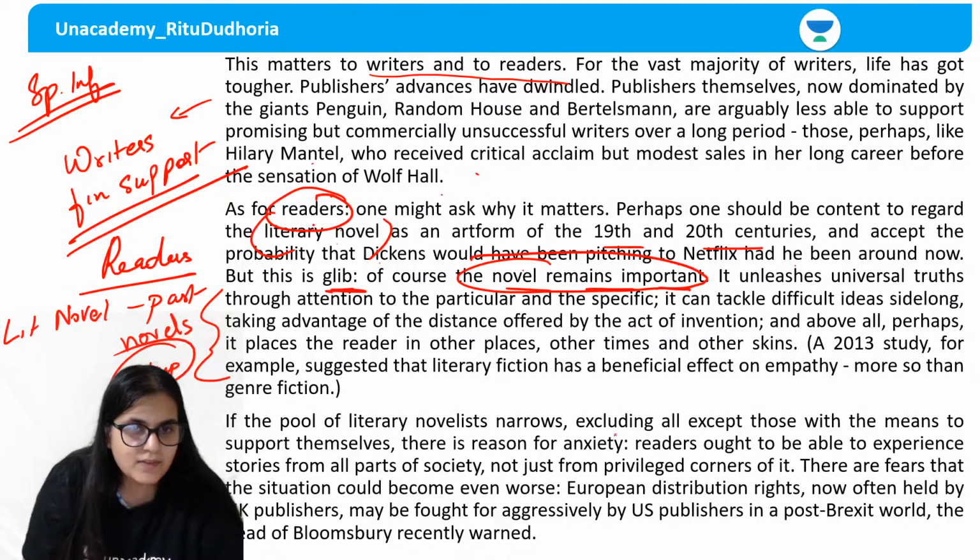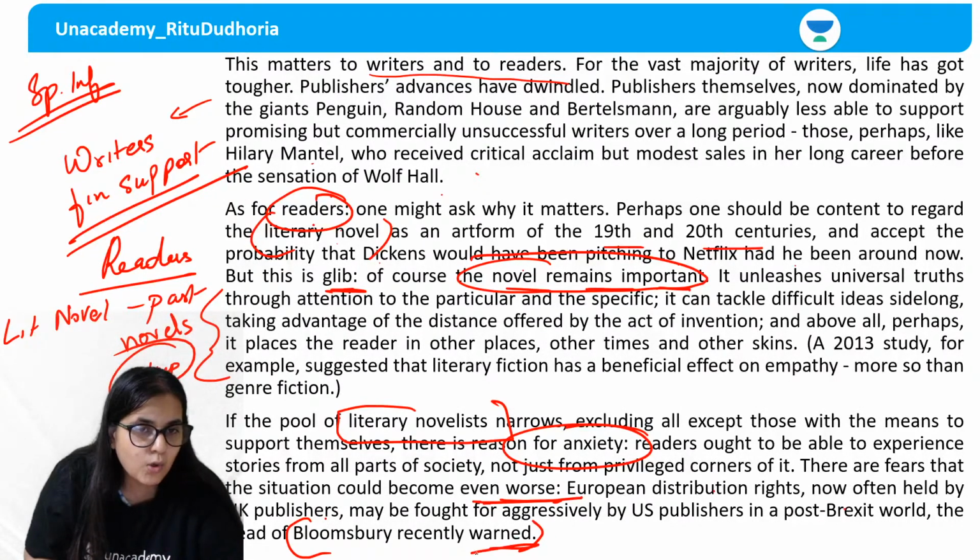If the pool of literary novelists narrows, excluding all except those with the means to support themselves, there is a reason for anxiety. If literary novelists become fewer, there is anxiety. Readers ought to be able to experience stories. There are fears that the situation could become even worse. European distribution rights, UK publishers, post-Brexit world. The head of Bloomsbury recently warned. So it is ending on a very anxious, pessimistic note. It is worrying. It is ending with a warning.